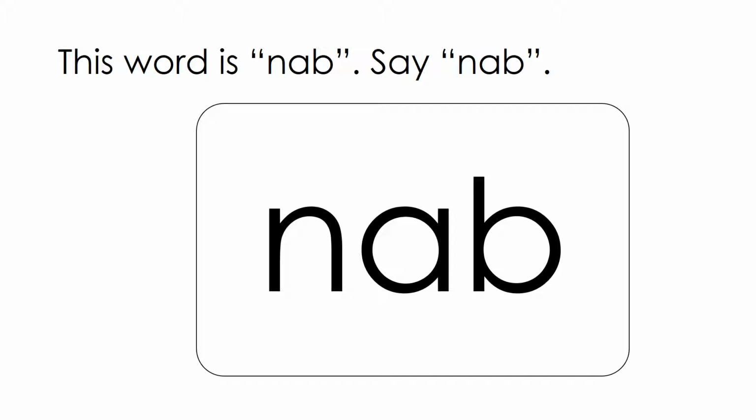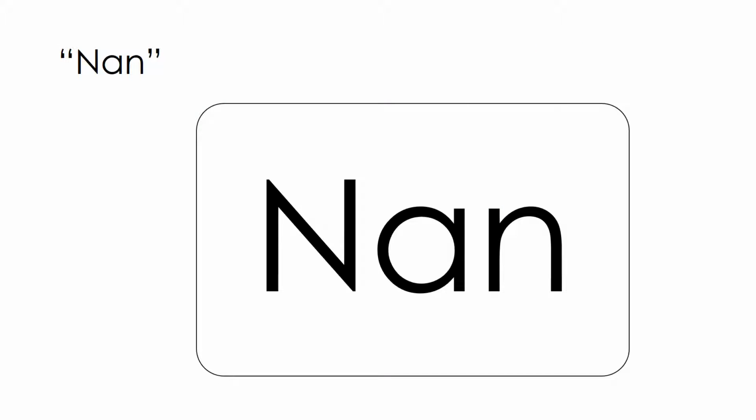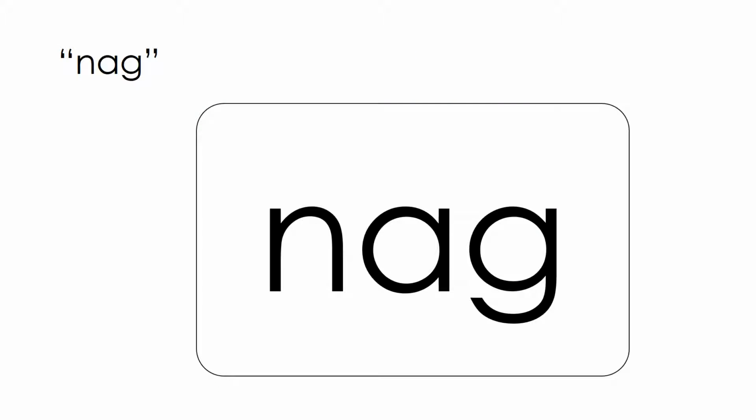This word is nab. Say nab. If you change the b in nab to n, what word do you have? Nan. If you change the n in nan to g, what word do you have? Nag.